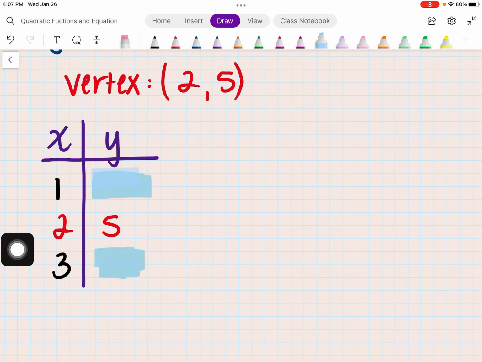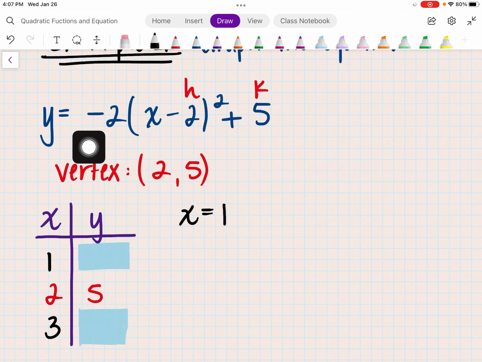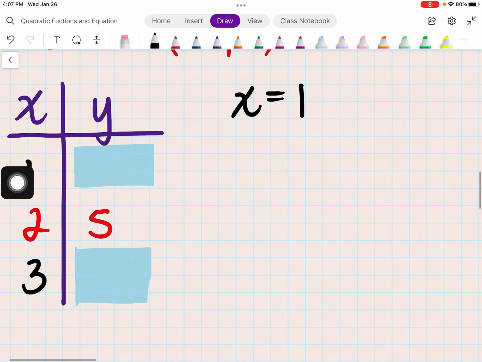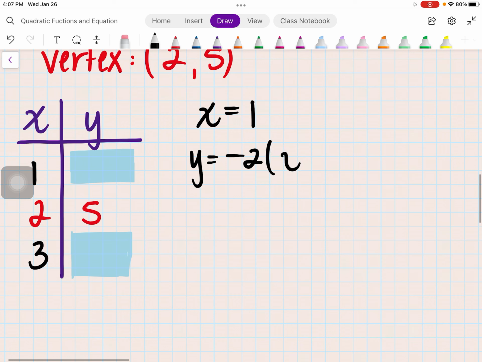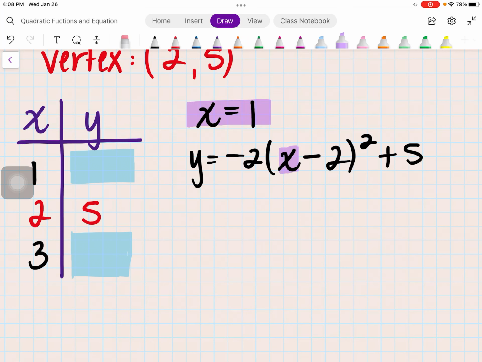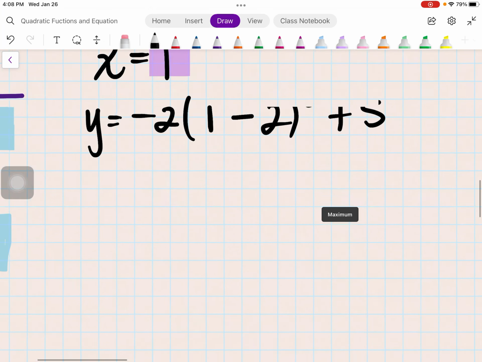So that being said, in this case, guys, whatever I get, if I substitute a 1 or a 3, it's going to be the same thing for both. So let's say I use x equals 1, and I'm going to go ahead and substitute that into our original equation to find y. Goal in this case is to find y. So we have y equals negative 2 times x minus 2 squared plus 5. And in this case, guys, wherever I see an x, I'm going to substitute it with the 1. So let me just erase that and put a 1 there. And let's go ahead and work this out.